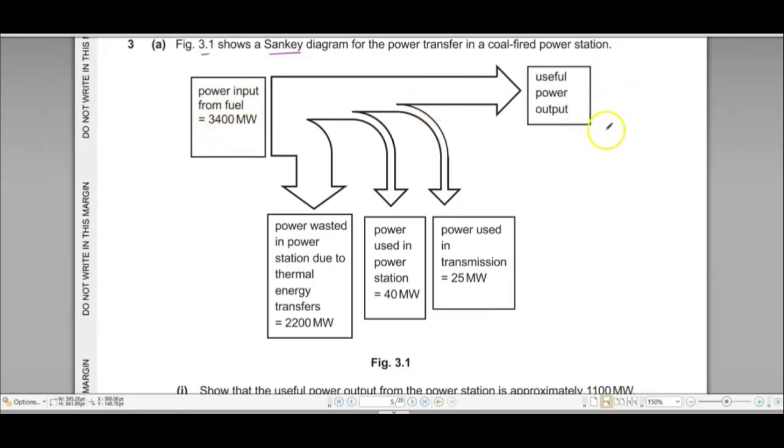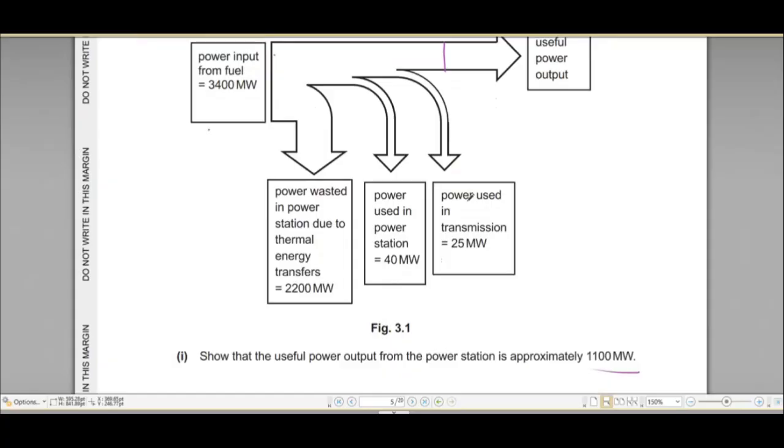So until it reached here, there are some diversions that it took. Some of this power input was wasted in the power station due to thermal energy transfer, and that amount was 2200 megawatts. Some of the power is used in the power station, that is 40 megawatts, and power used in transmission was 25 megawatts. So all the power that does not reach this useful power output point is considered to be wasted energy. Okay. So now what we have over here is that our total input was 3400 megawatts.